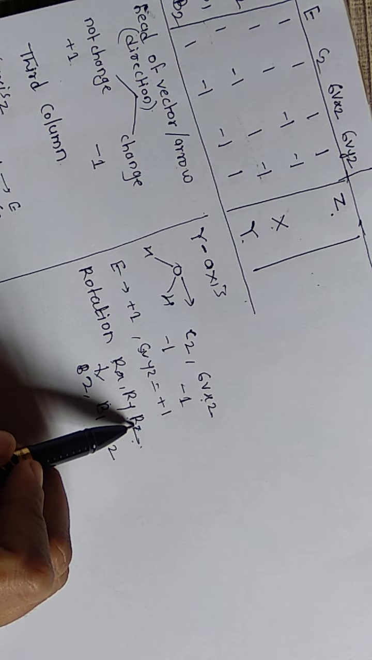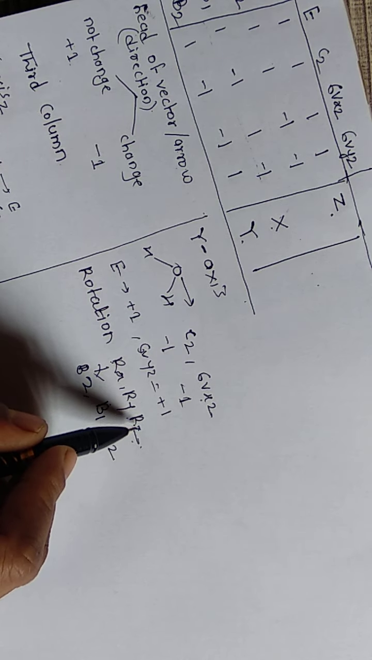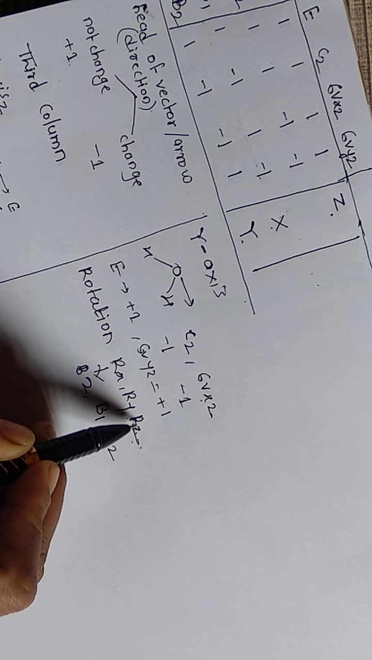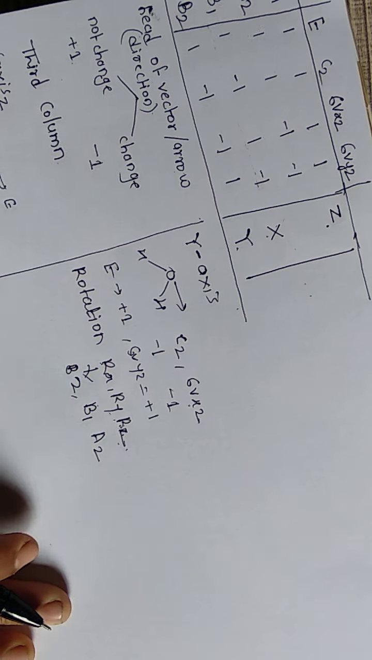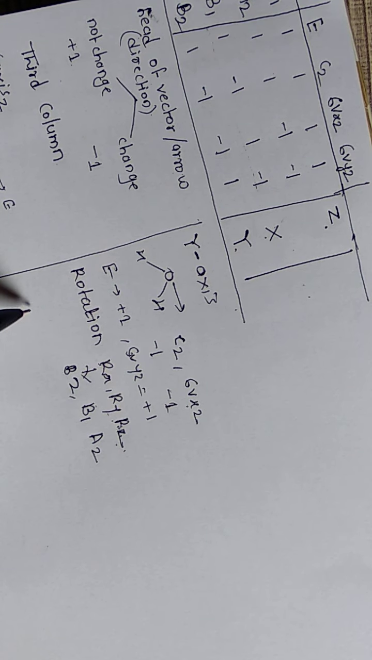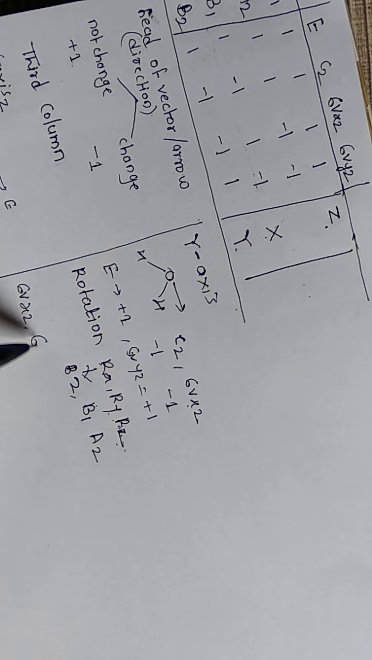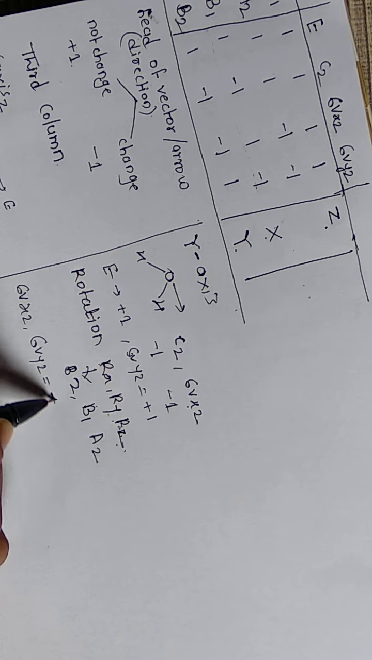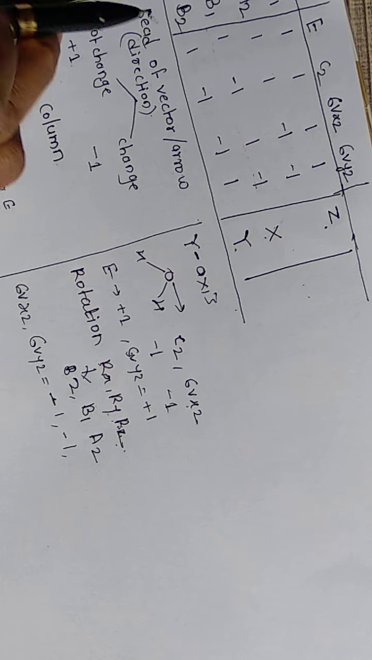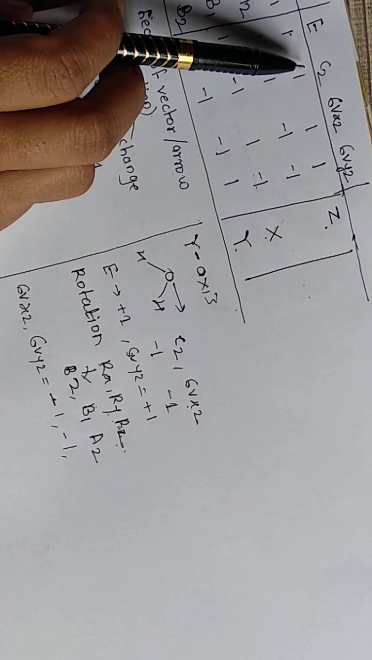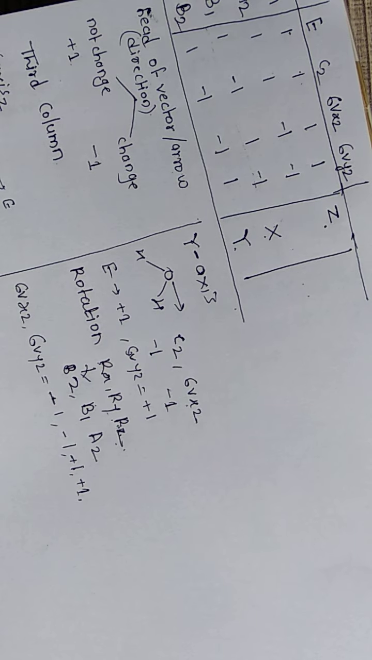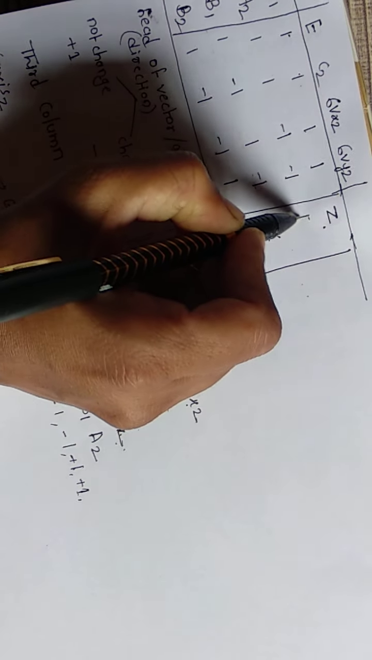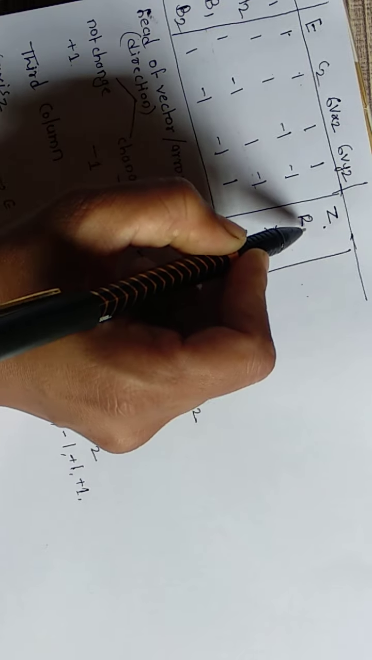If we apply the rotation axis on the z axis, then the direction changes for sigma v xz and sigma v yz. These both are -1, and the direction on identity and C2 does not change. Therefore, these are +1, and this is A2. Therefore, in A2, the rotation axis is Rz.